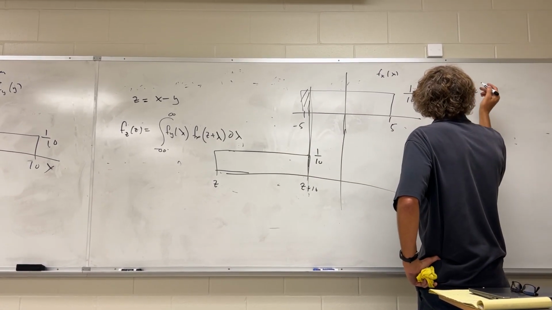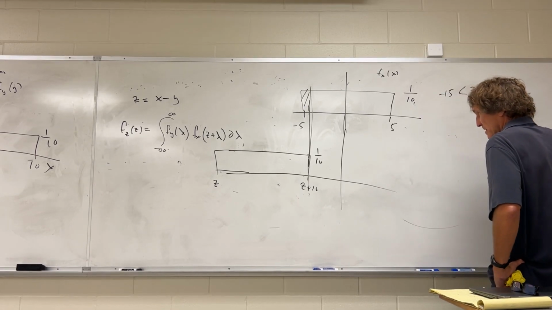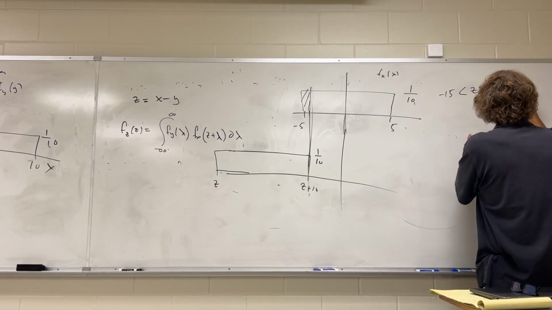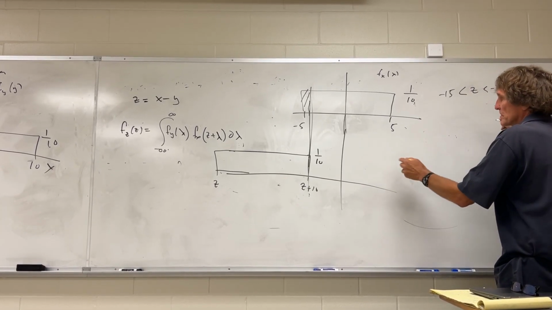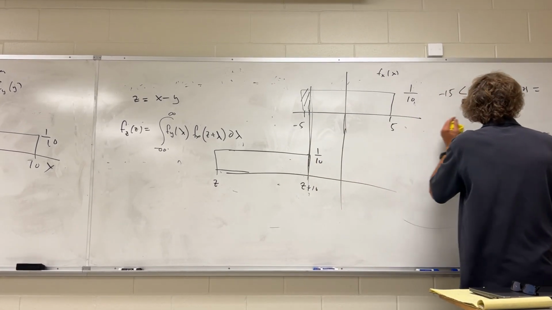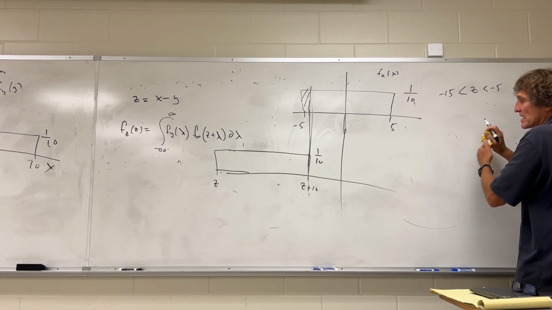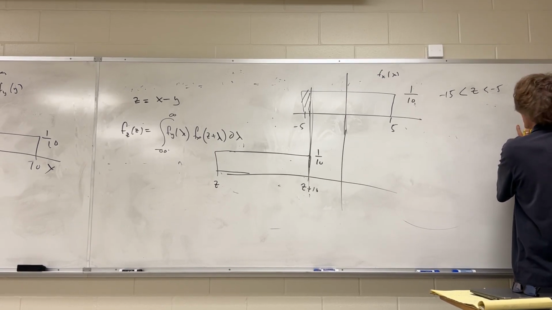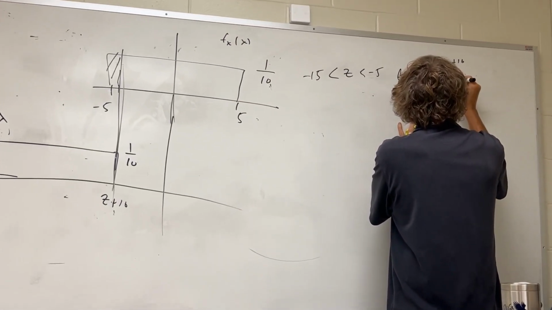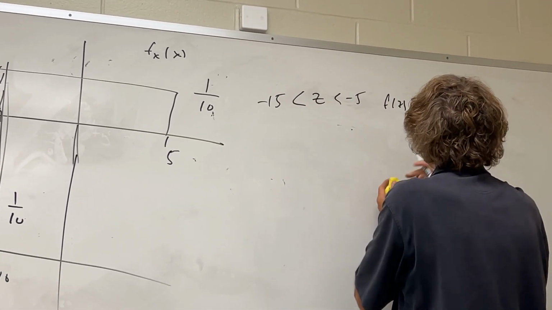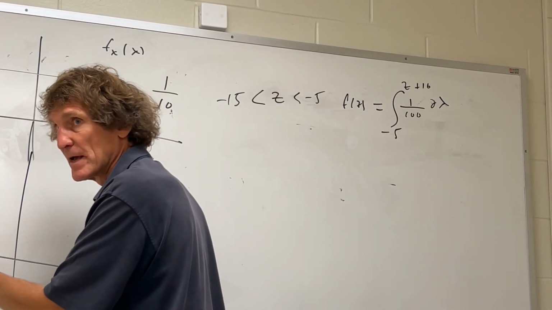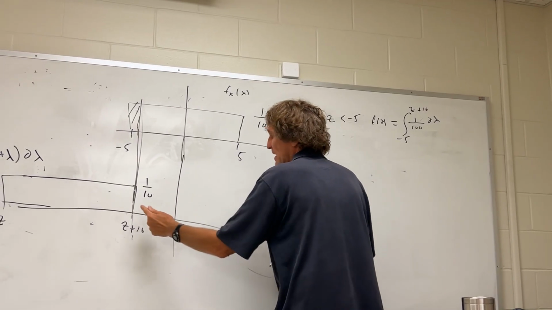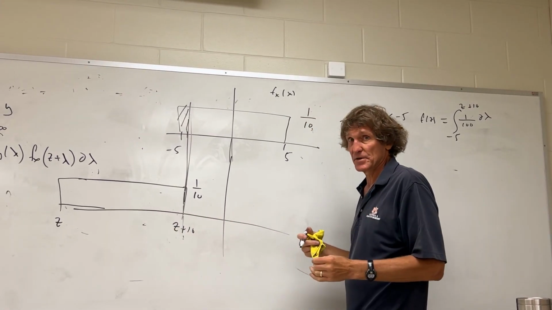For z greater than minus 15, less than minus 5, right? What happens? I get my f of z here. It's going to be equal to, and yes, the integration starts at minus 5. That's right. Starts at minus 5, right? And it goes to z plus 10. And the value here is going to be 1/10 times 1/10, or 1 over 100, and this is d lambda. Take a look at that for a moment. We start here, right? And it's going to start at minus 5, and it's going to go until we hit z plus 10. Do you agree with this, class?